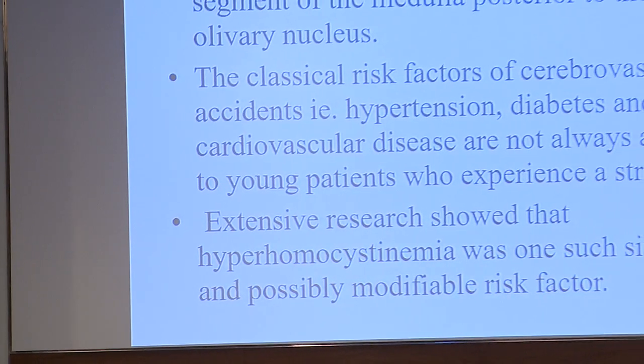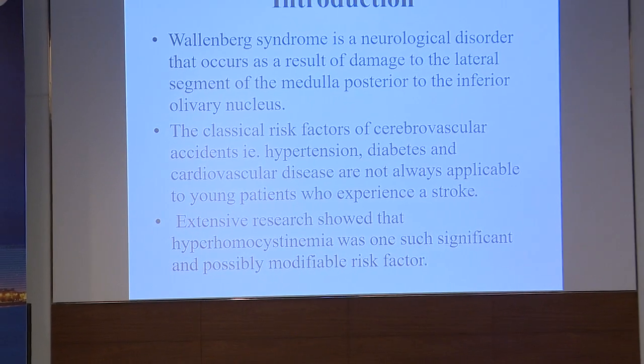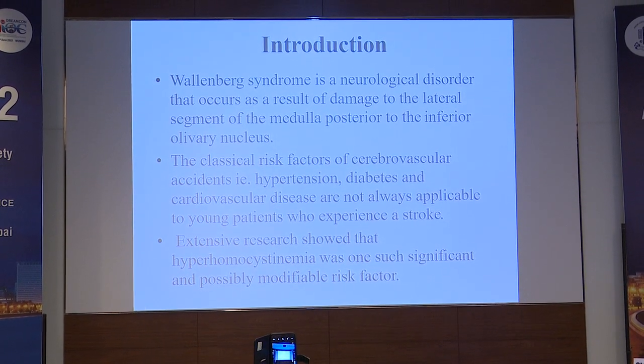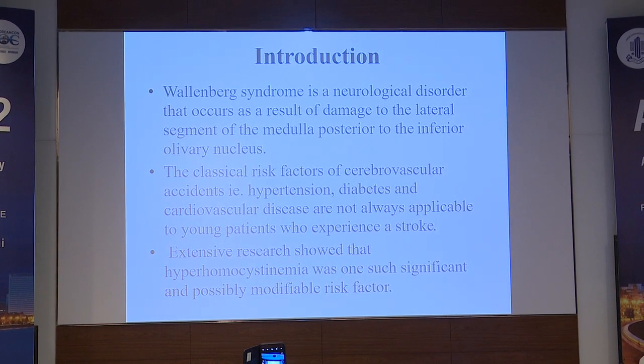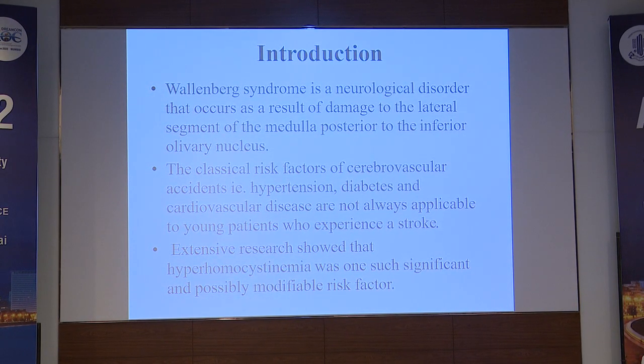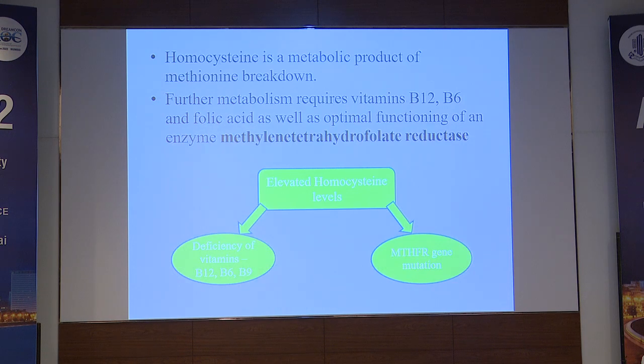So to begin with, Wallenberg syndrome is a neurological disorder that occurs as a result of damage to the lateral segment of the medulla posterior to the inferior olivary nucleus. Most common causes are stroke involving the vertebral artery or the posterior inferior cerebellar artery. Now, the classical risk factors of cerebrovascular accidents like hypertension, diabetes, and cardiovascular disease are not always applicable to young patients who experience a stroke. So, extensive research has shown that hyperhomocystinemia is one significant and possibly modifiable risk factor.